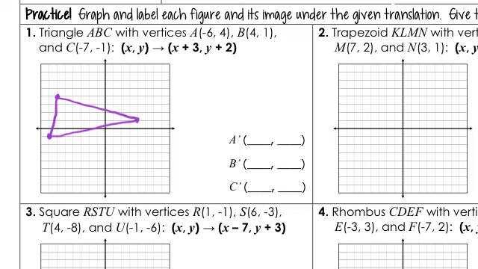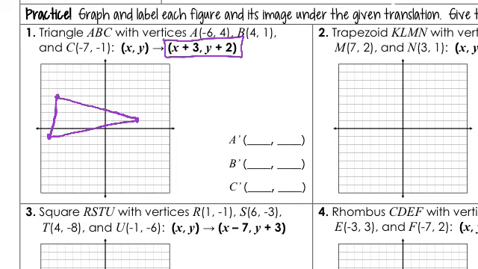So once we have our 3 vertices graphed, the next thing we have to do is focus on the rule. And here we're given the rule. You're either going to be given the rule and you find the new vertices, or you're given the location of the new vertices and you have to define the rule. So here they gave us the rule. They're saying take every x coordinate and add 3.